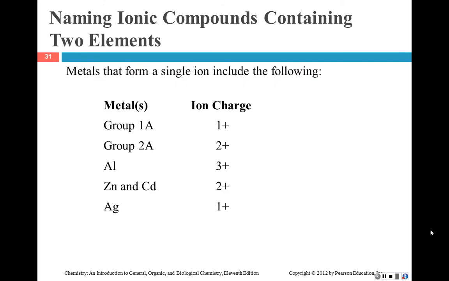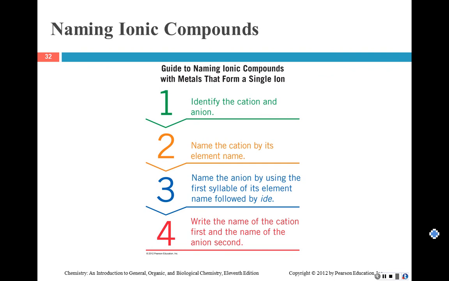Remember that metals that form a single ion are groups 1A, group 2A, and aluminum of group 3A. Then you've got zinc and cadmium, which are +2, and silver is a +1. So these are the metals that only have one charge. They are always the same. These are your positives.